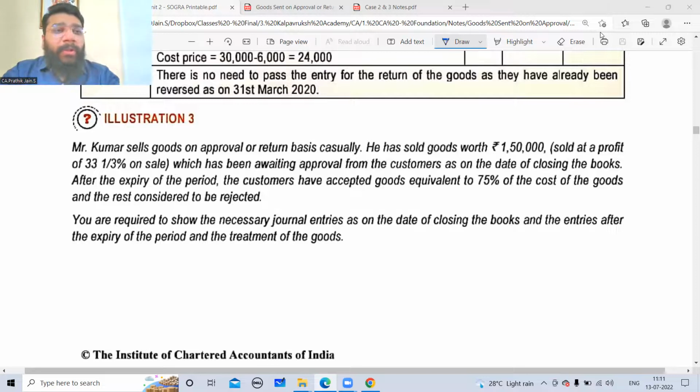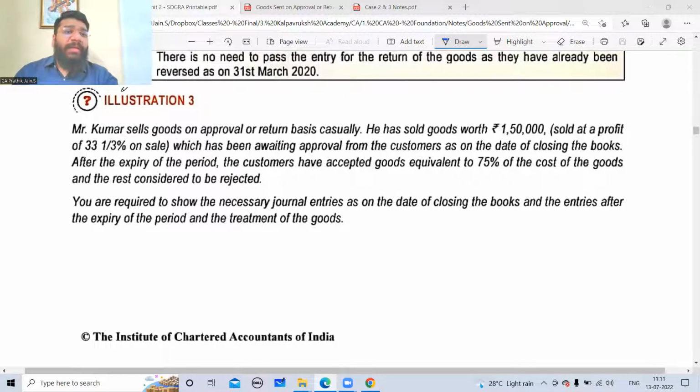So guys, we are doing this chapter on goods sent on return or approval basis. In yesterday's session, we completed illustration number 2. Today we'll be heading towards illustration number 3. It says that Mr. Kumar sells goods on approval or return basis casually.